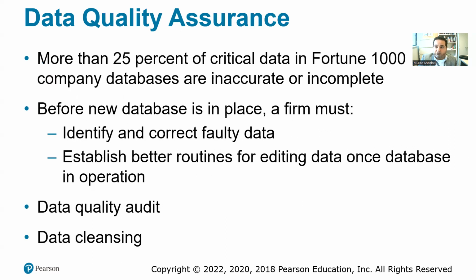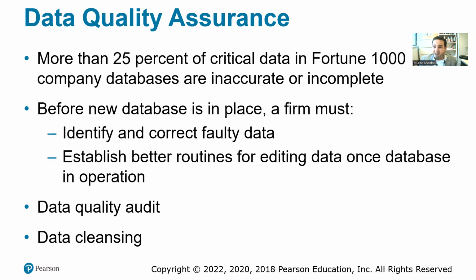And then we have data quality assurance. Again, 25% of critical data in Fortune 1000 companies' databases are inaccurate or incomplete. So imagine 25% of data is inaccurate or incomplete. This is a big problem, and we need to solve it. In order to solve it, you need to focus on data quality audits and data cleansing, because that 25% of critical data that is inaccurate or incomplete affects people's lives as well.